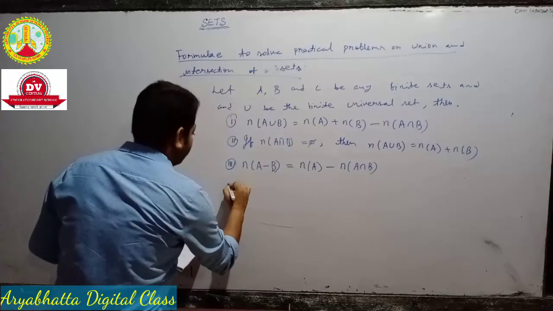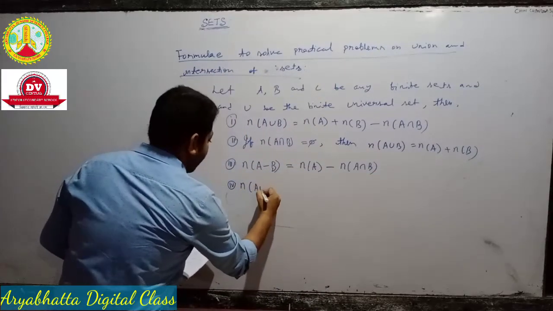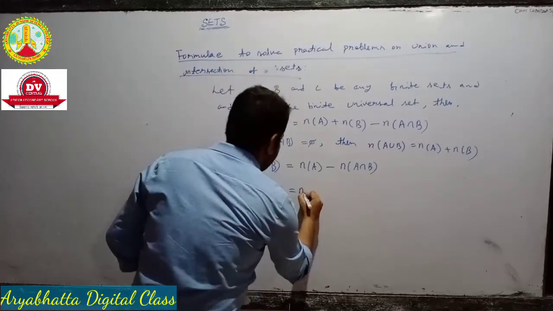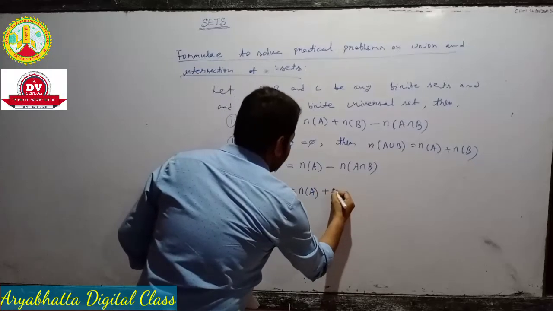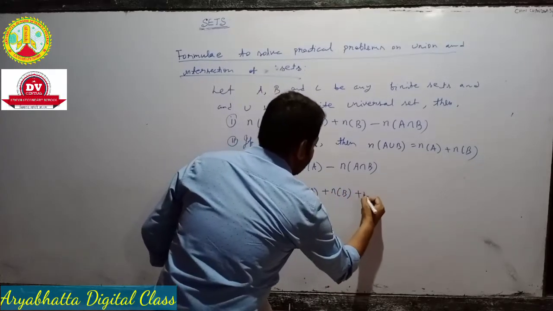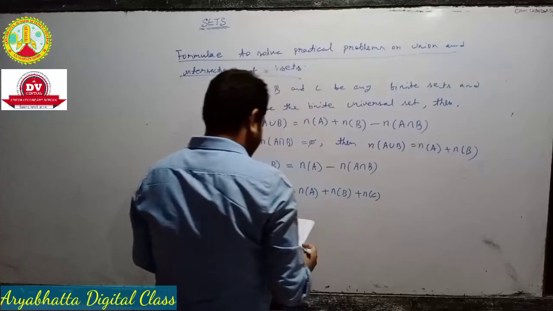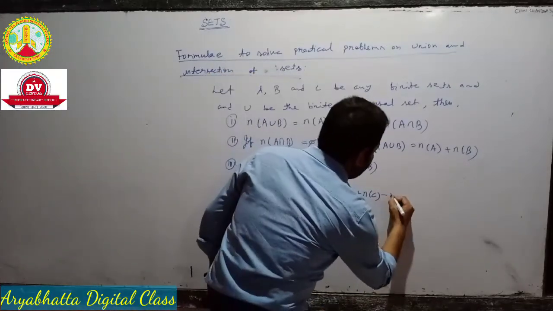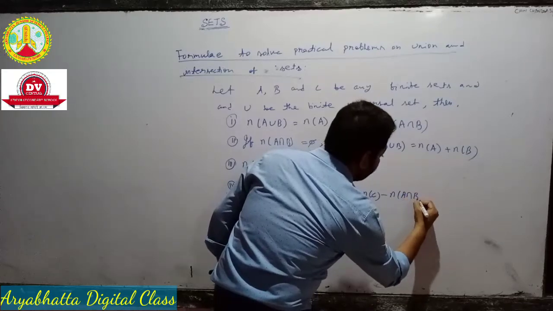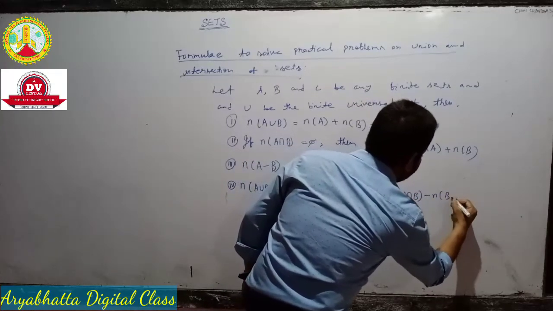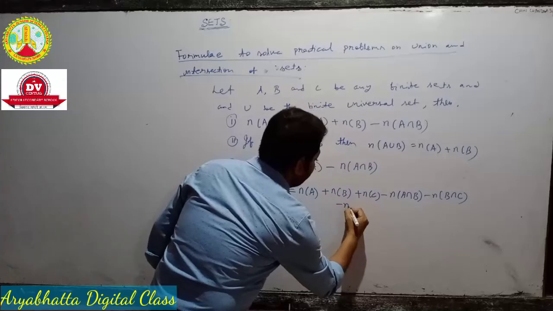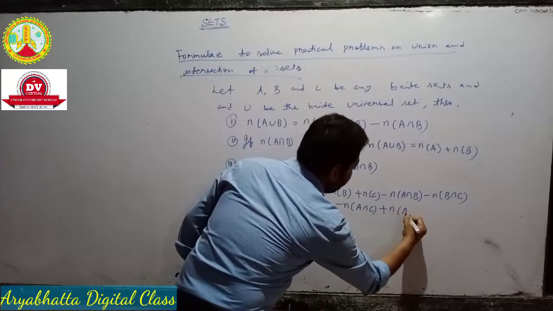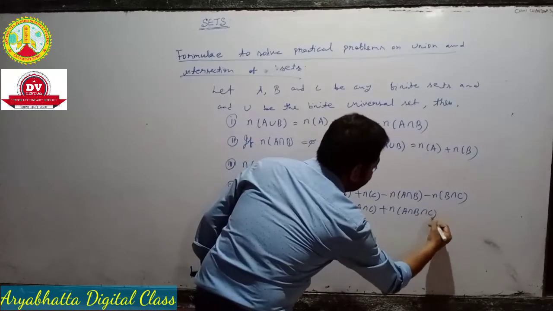Number 4, n of (A union B union C) is equal to n of A plus n of B plus n of C minus n of (A intersection B) minus n of (B intersection C) minus n of (A intersection C) plus n of (A intersection B intersection C).